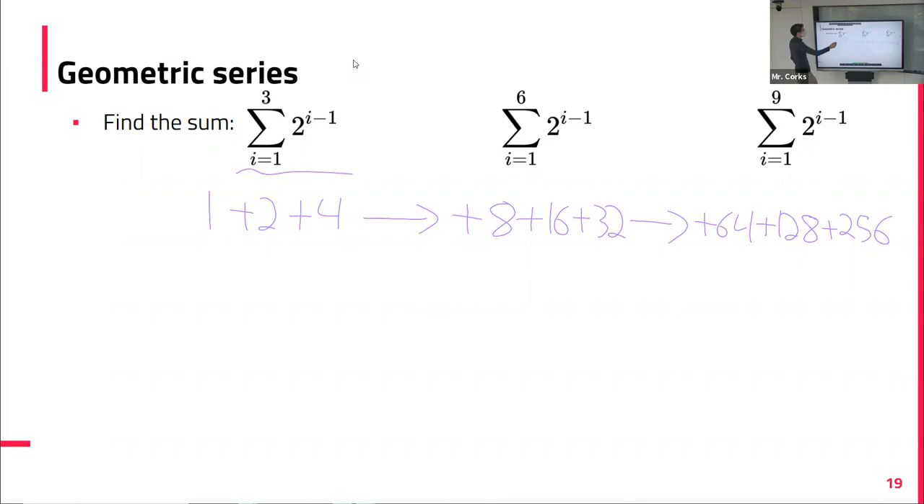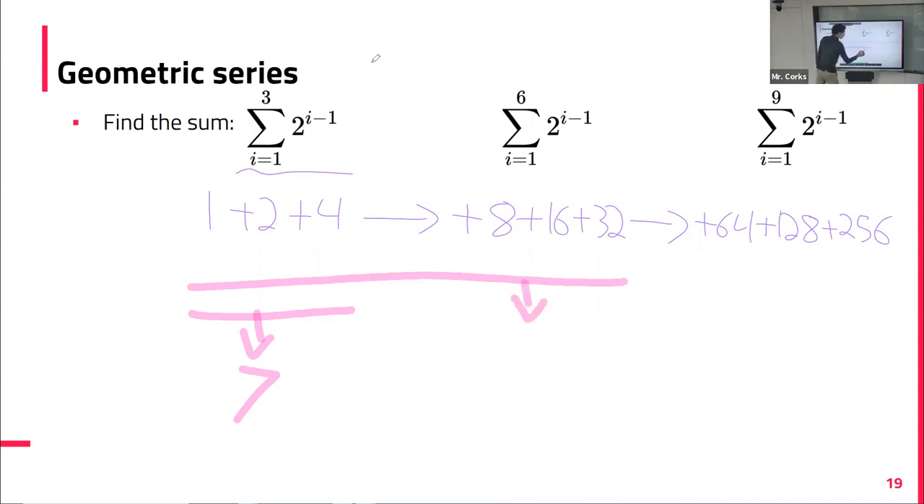If we are then thinking about adding these up, if we add these ones up here, what do we get? 7. If we add these ones up here, what do we get? 63. Look, it has to be an odd number. We have a 1 here and the rest are even. It must be an odd number.